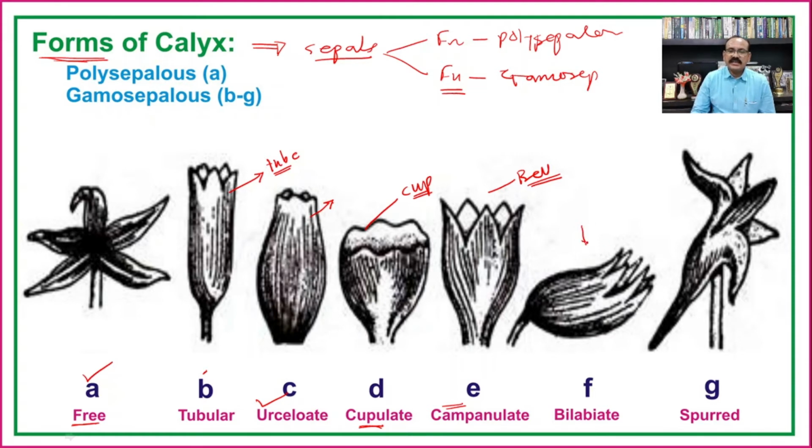If there is a formation of tulips, then it is known as bilabiate type of the calyx, and if there is a presence of spur at the end of the sepals, then such type of the sepal are known as spurred sepals.